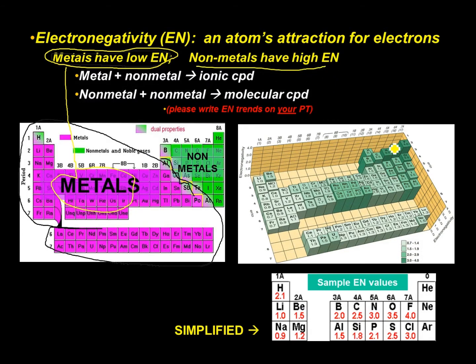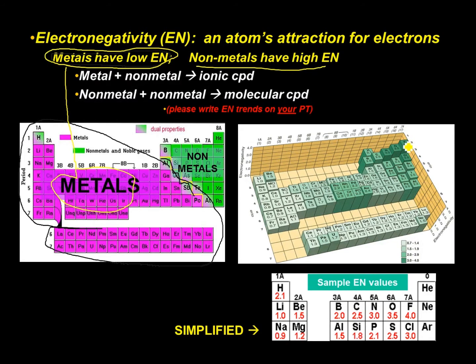If you look at this periodic table on the right, it's kind of neat. It's three-dimensional, and so you can see that the elements on the upper right part of the periodic table are shown as skyscrapers because they have a really high electronegativity. Fluorine has the highest electronegativity on the periodic table.